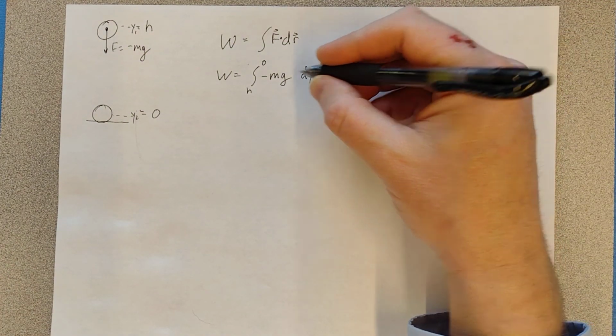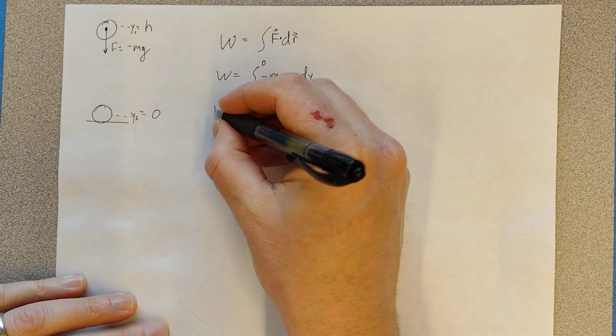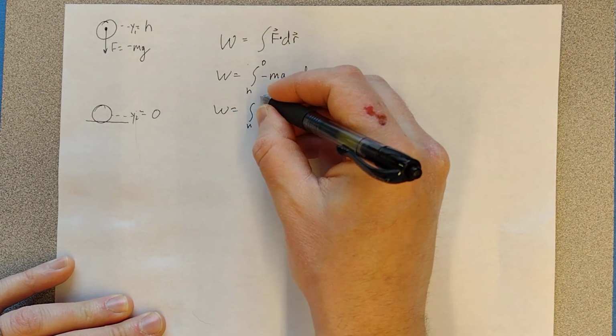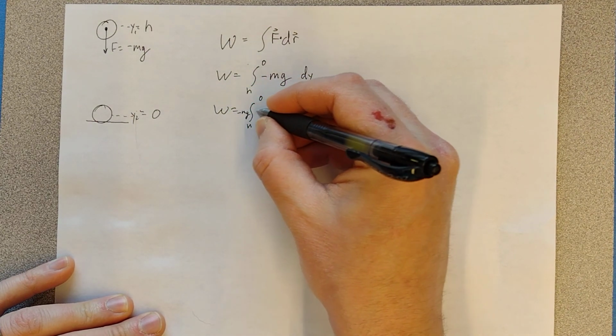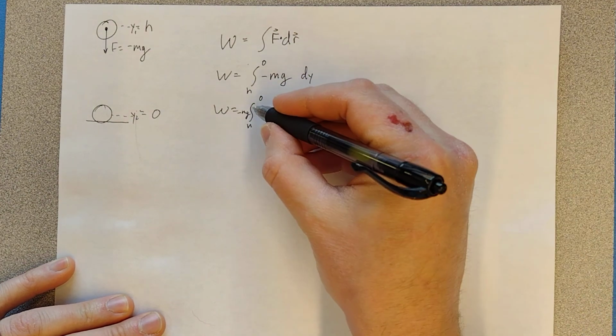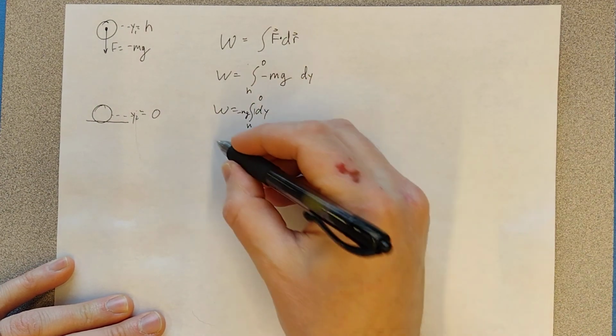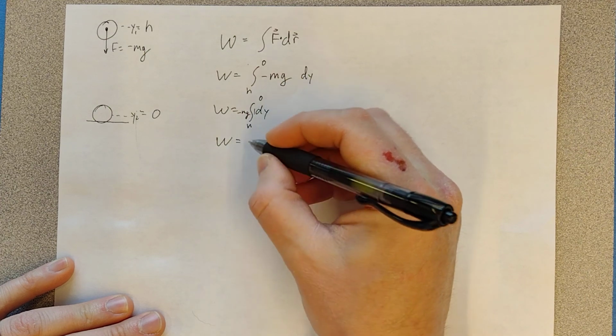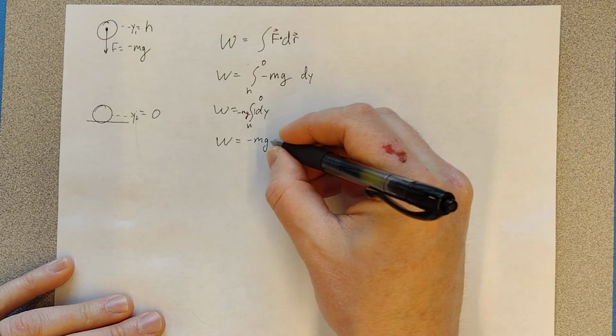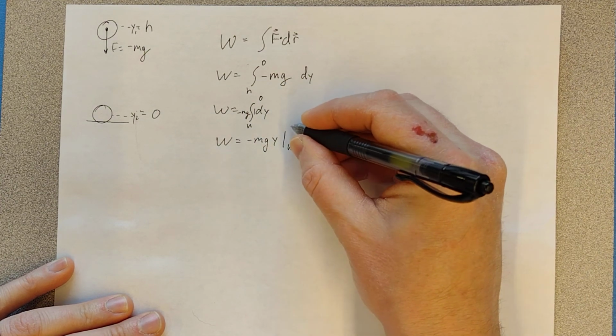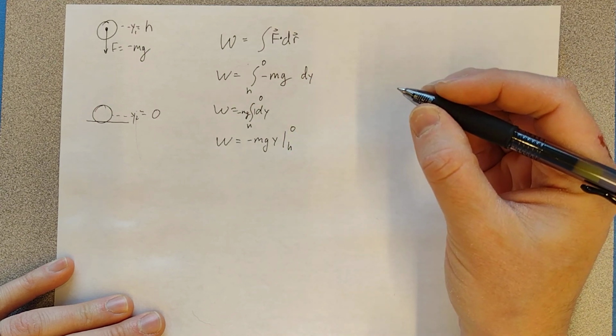So this is just a constant, so that comes out in front: integral from h to 0, negative mg out in front, dy. Well, that's like a 1 right there. So the integral of just 1 is negative mgy evaluated from h to 0. And look what you get.